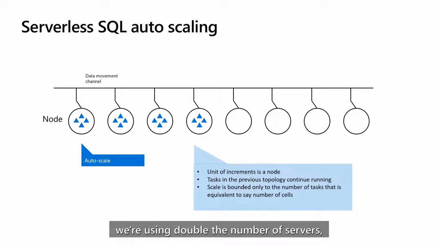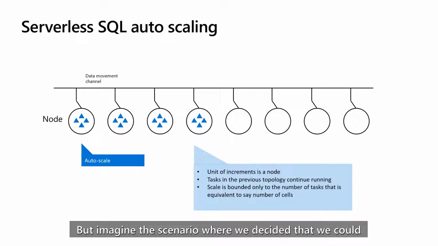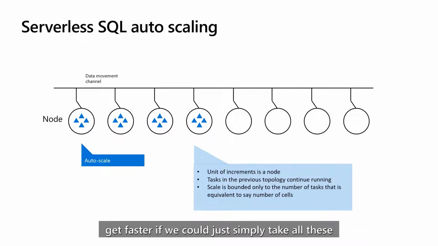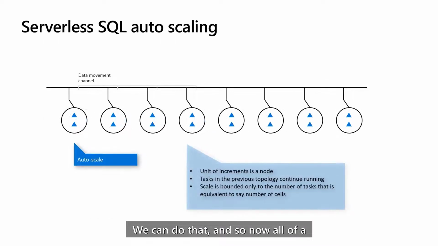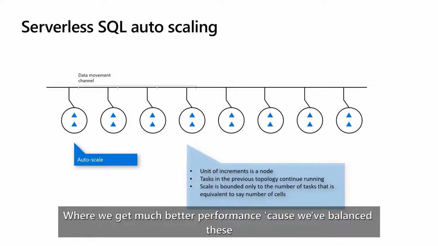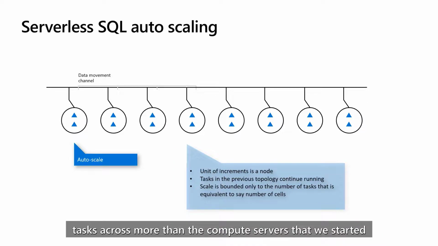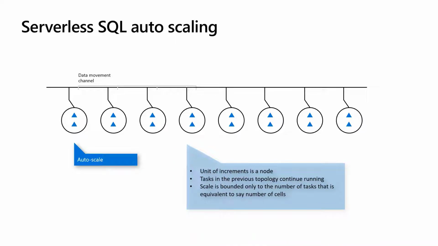So in this diagram here, we're using double the number of servers, but it doesn't have to be that. But imagine the scenario where we decided that we could get faster if we could just simply take all these current tasks and rebalance them across other nodes. Remember, we're stateless, so we can get away with that. We can do that. And so now, all of a sudden, our compute looks something like this, where we get much better performance because we've balanced these tasks across more than the compute servers that we started with.